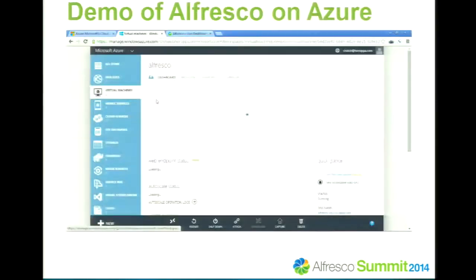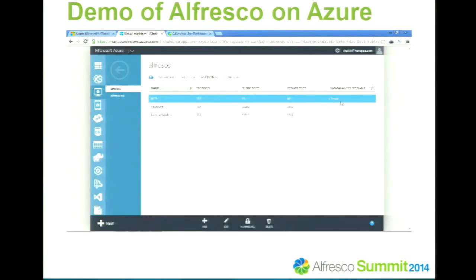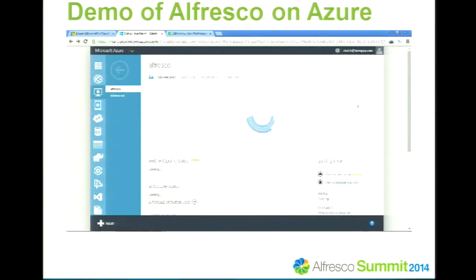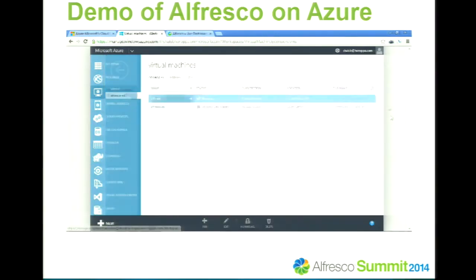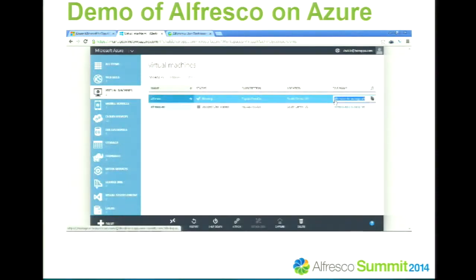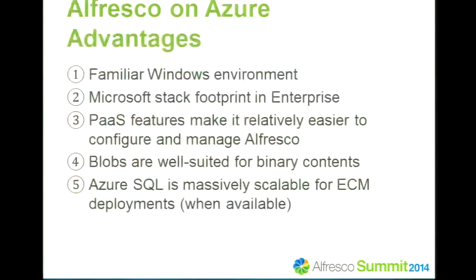And so I have a small demo that just shows what the Azure UI looks like and how you have the VMs that you set up. These are Windows VMs, and once you have that set up, then you also set up an endpoint. And you can see the endpoint is actually what your Alfresco setup will become. So we have this set up today.